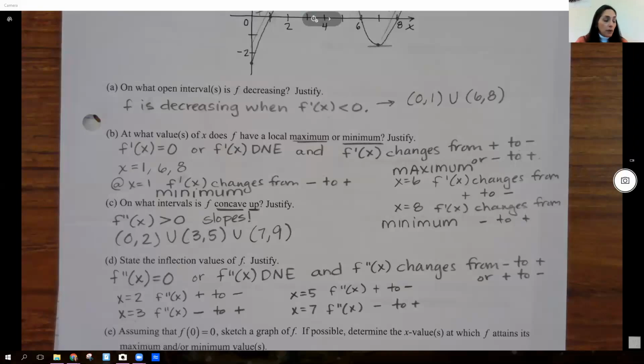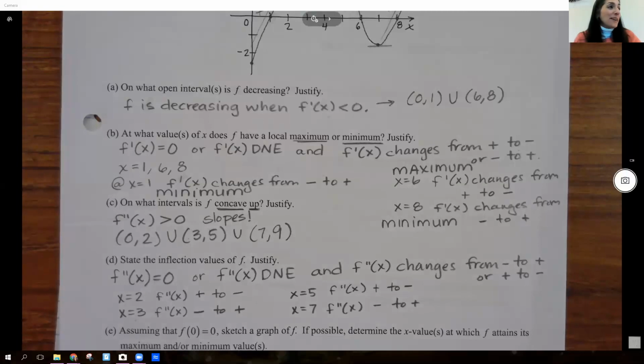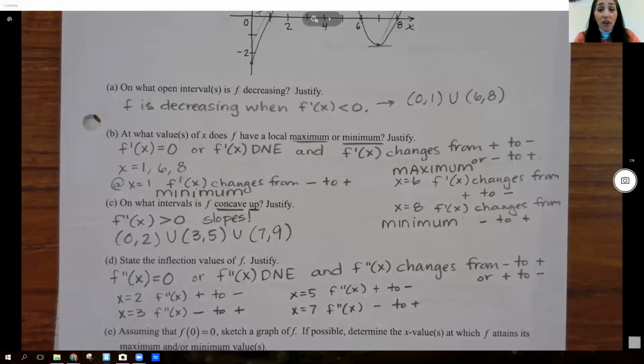Okay, so for letter E, this is asking you to sketch a graph. So in AP Calculus, we don't really do curve sketching anymore. So I know you're all very disappointed. So what I'm gonna do is, it's actually a real pain. So I am gonna make a separate video of all the curve sketching examples and you can watch them like tomorrow or something. So for this letter E, we're gonna skip this one for now.